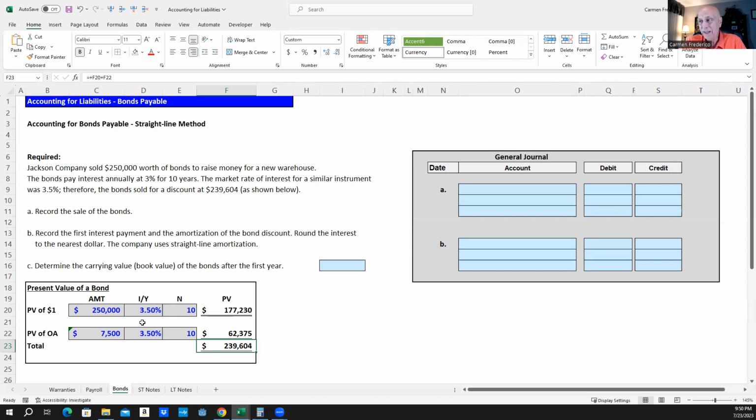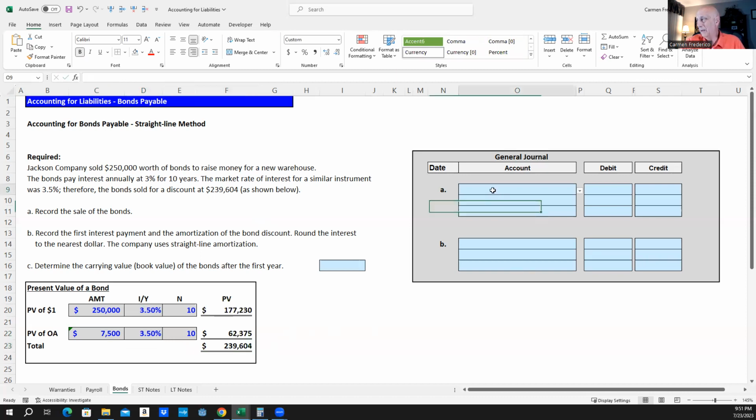Just for fun, let's say that the market rate was 3% and the bonds are paying 3%. If I put 3% in here, lo and behold, the bonds would sell at par value or face value, $250,000. If the market rate was only 2.5%, then the bonds would sell at a premium, $260,000 versus the $250,000. But we know in this case, the bonds were paying interest at a rate lower than the market, so therefore they sold at a discount.